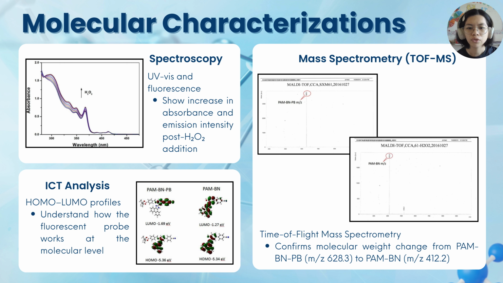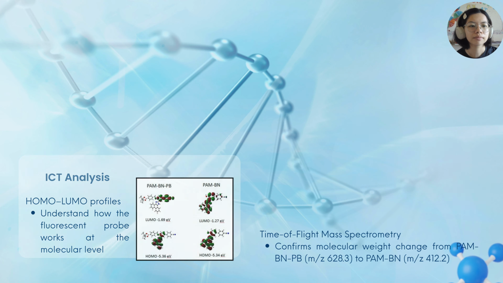Continuing with the molecular characterizations, it includes UV-Vis and fluorescence spectroscopy as well as HOMO-LUMO orbital analysis to confirm our ICT. Mass spectrometry also helps to confirm the chemical changes during sensing.